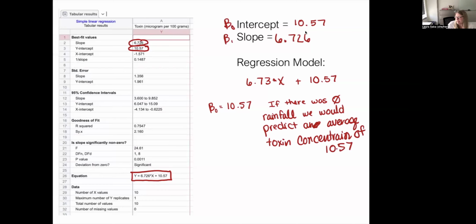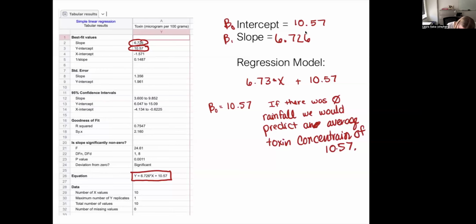We don't often interpret the intercept. And one of the reasons is that a lot of times that predictor value being 0 isn't in the realm of possibilities, right? We're not really going to look at a plot where there's 0 rainfall, because there won't be trees growing if there's 0 rainfall. And so it's nonsensical. We're not going to really do any statistical tests about it.